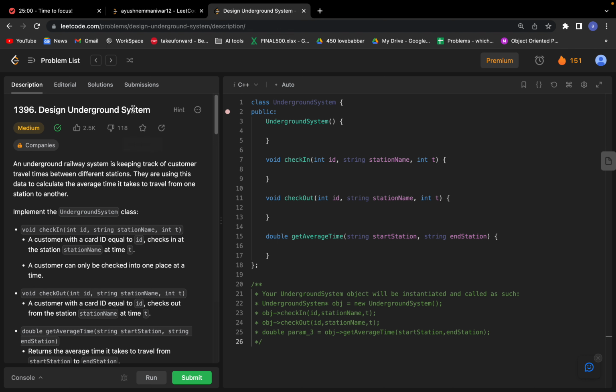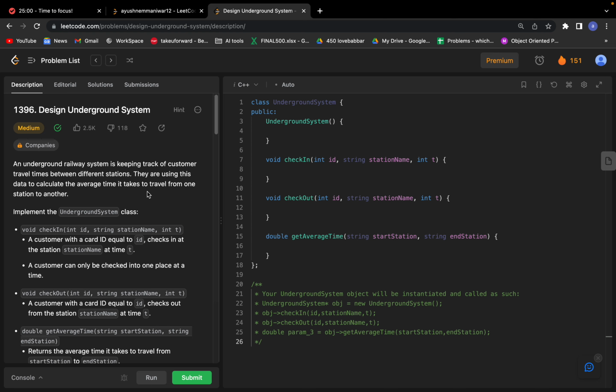So today let's solve this problem, Design Underground System. It's basically a low level design problem. Let's see what the question states. There is an underground railway system keeping track of customer travel times between different stations. They are using this data to calculate the average time it takes to travel from one station to another station.